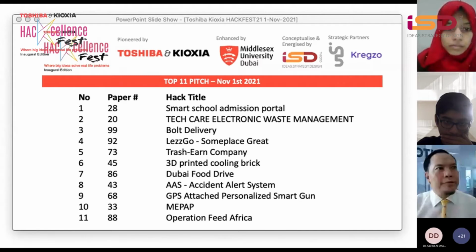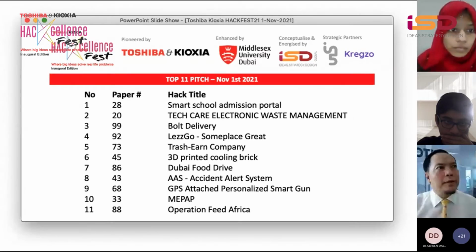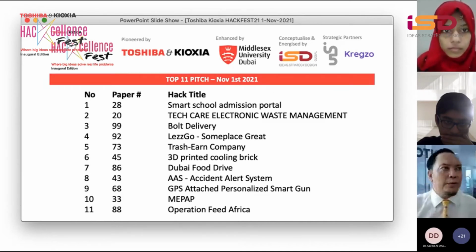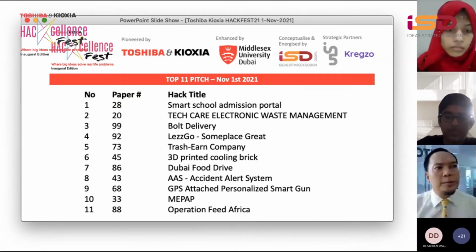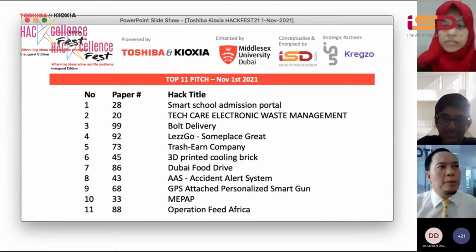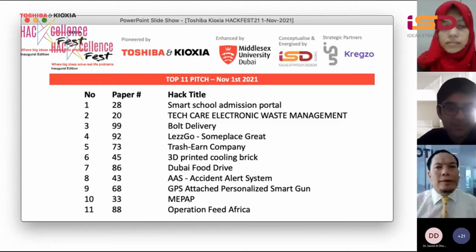Yes. So I've shared this screen so you can see the sequence that the participants will be presenting, starting with the Smart School Admission Portal, HACKcare, Bulk Delivery, Let's Go, Trash Earn Company, 3D Printed Cooling Brick, Dubai Food Drive, Accident Alert System, GPS Attached Personalized Smart Gun, MIPAP, and Operation Feed Africa.